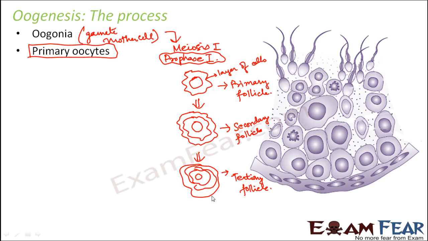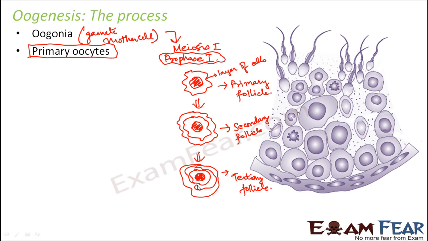Now, apart from that, what was happening to the primary oocyte? The primary oocyte was still there inside. It has always been there inside. It is just that the number of cells surrounding it is increasing. Once it has reached the stage of forming the tertiary follicle, it was found that the primary oocyte is also growing in size.